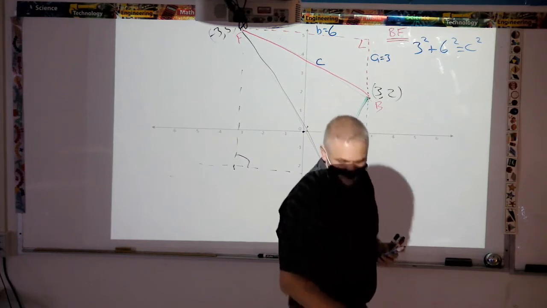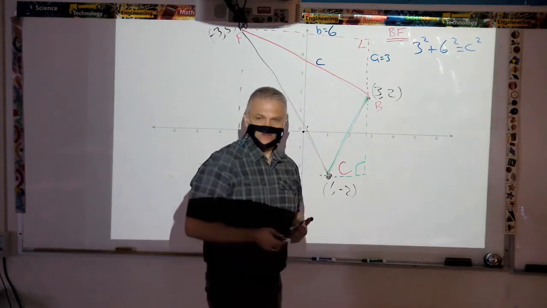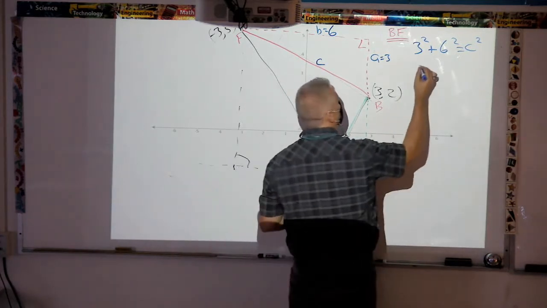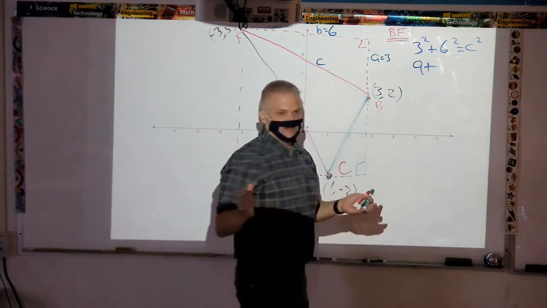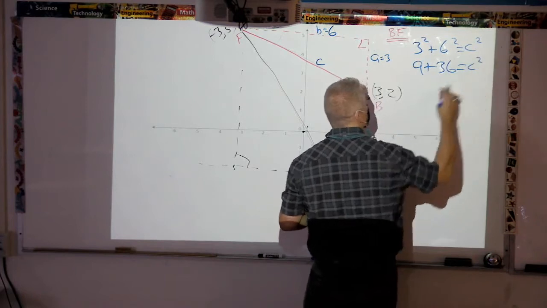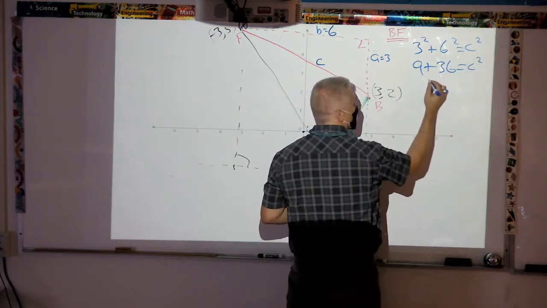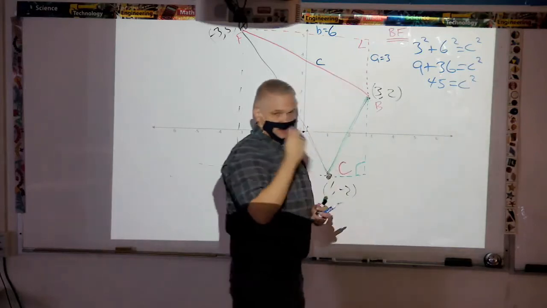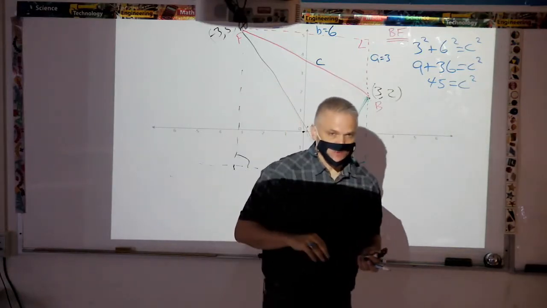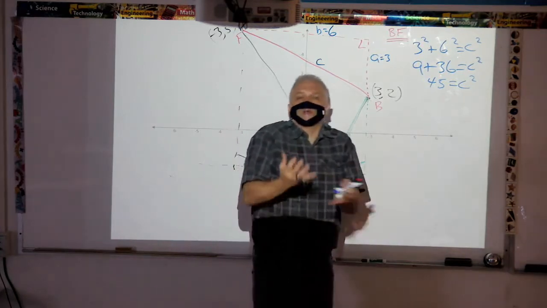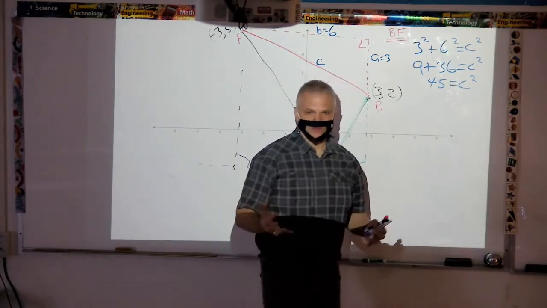Okay. All right. So now for the squaring. 3 squared, what do we have? 9. 6 squared, what do we got? 36 equals C squared. We continue with our simplifying. 45 equals C squared. We don't want C squared. We want C. How do I unsquare C squared?